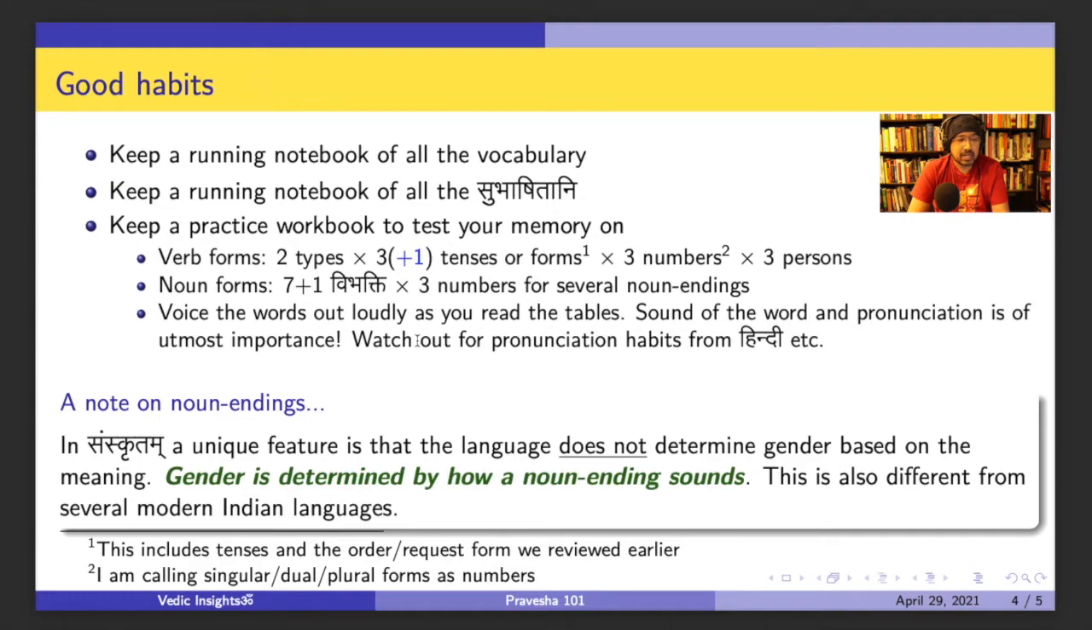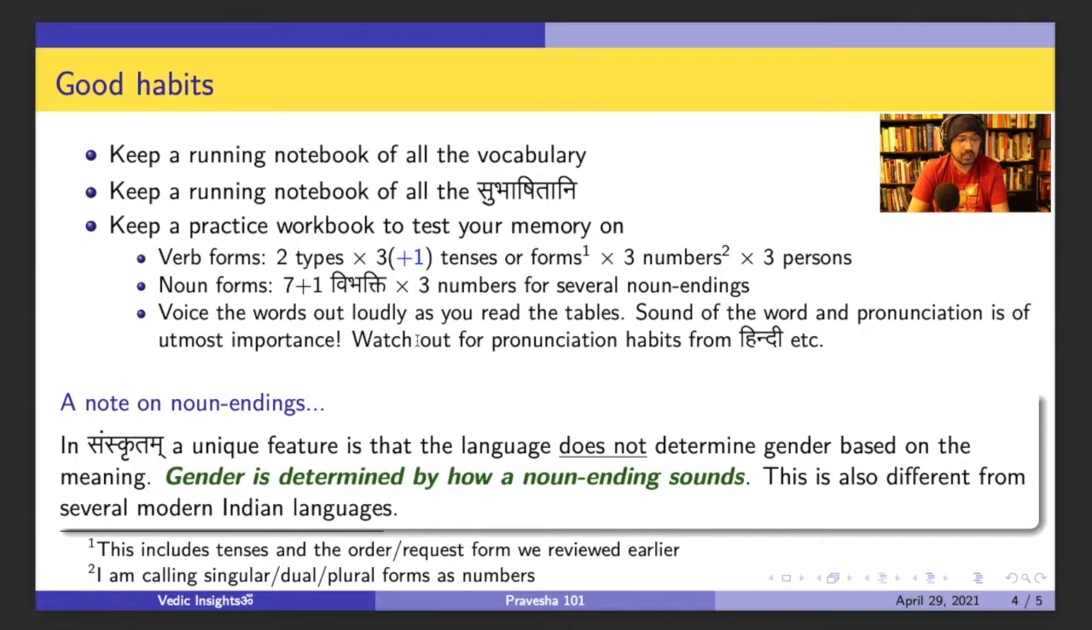And then keep a practice workbook to test your memory on all of the different permutations and combinations that I discussed in the last few slides. So you have 2 types of verb forms, 4 tenses or forms, and 3 numbers and 3 persons. So that becomes 2 times 4, 8 times 3, 24, 24 times 3, 72. So 72 different combinations you'll have to learn, in terms of verbs.